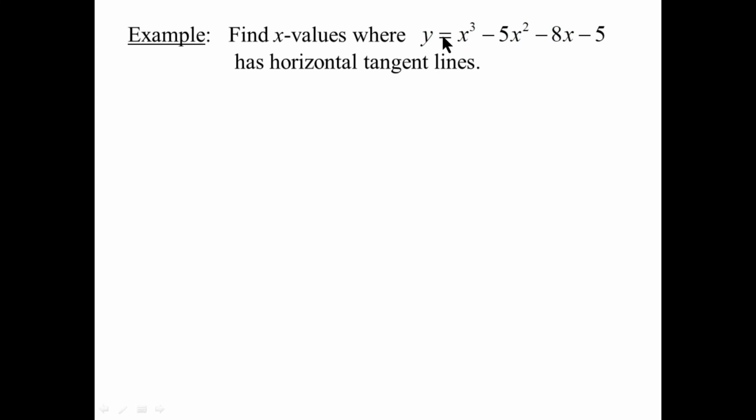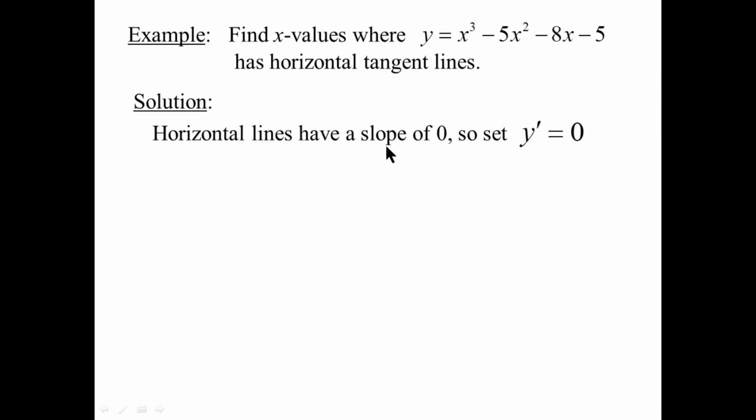Example. Find x values where this polynomial function has horizontal tangents. This is a cubic, and so we know that it will have, or probably will have, points where the tangent is horizontal. Solution. Horizontal lines have a slope of 0. So we'll set the derivative equal to 0 because the derivative is the slope of the tangent. So we'll have to differentiate it, which is easy. 3x squared minus 10x minus 8, and set that derivative equal to 0.